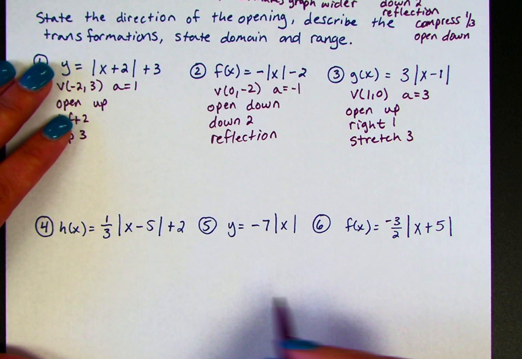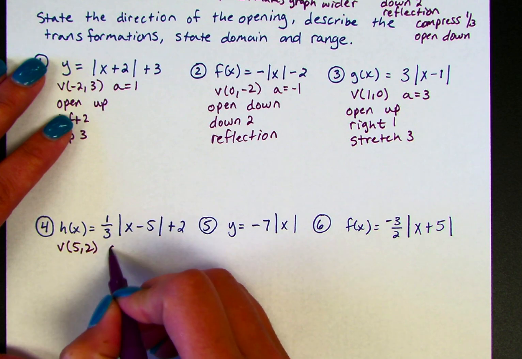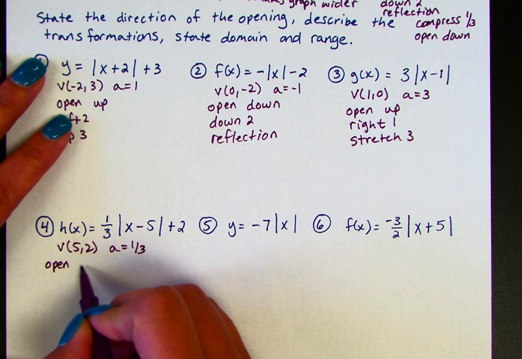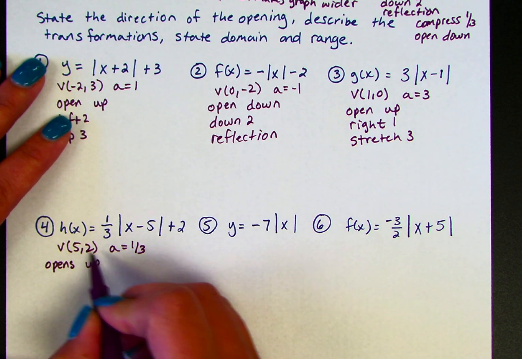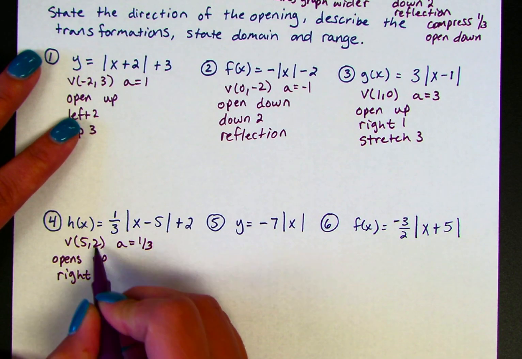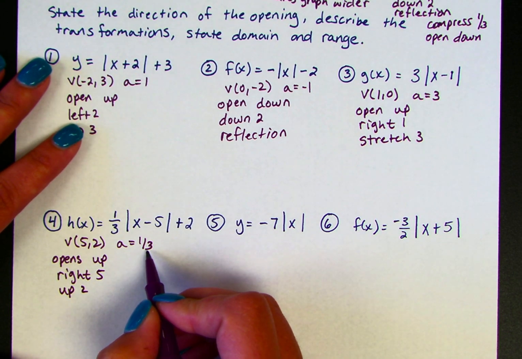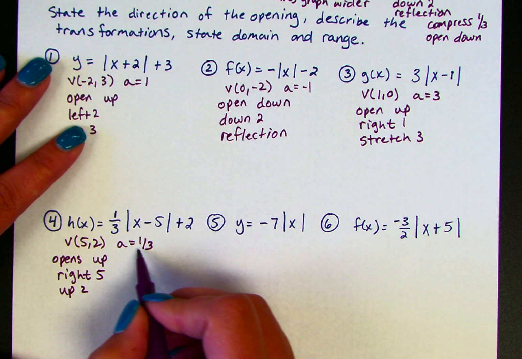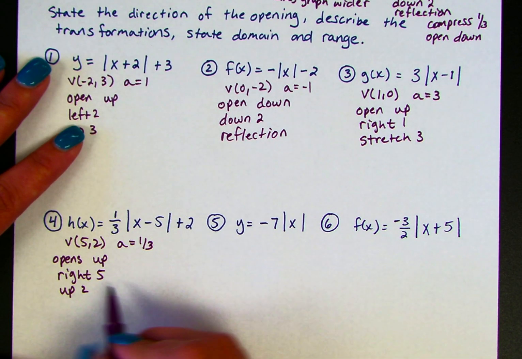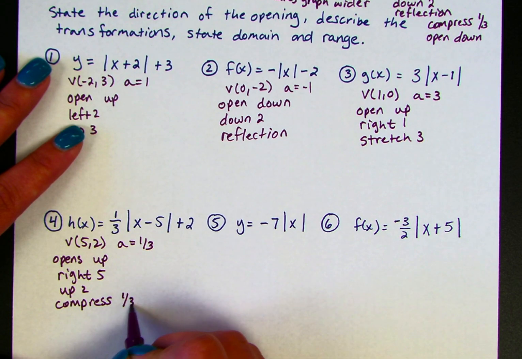All right, number 4. Vertex is (5, 2) with a slope of 1/3. Slope is positive, tells me my graph is going to open up. Describing the vertex, I'm going to the right 5 and then up 2. And since my slope is a fraction between 0 and 1, this is going to make my graph wider because I'm going over faster than we're going up. So this is going to be a compression. So compress 1/3.